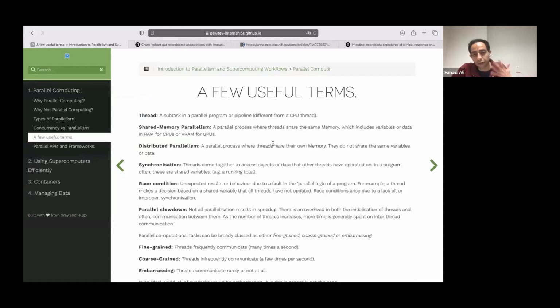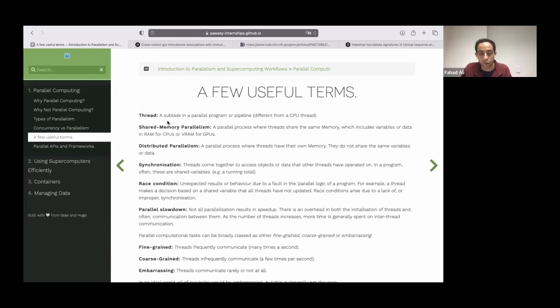First of all, a thread. What is a thread? You may have heard of CPU cores being referred to as threads. But in this situation, a thread refers to a subtask. So you have a parallel program, and remember, we divide that parallel program into smaller tasks that can be run at the same time. Those subtasks are threads. And we have different types of parallelism: shared memory parallelism and distributed parallelism.